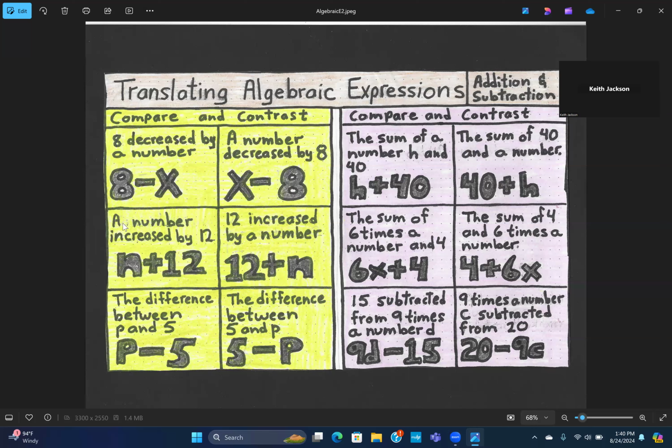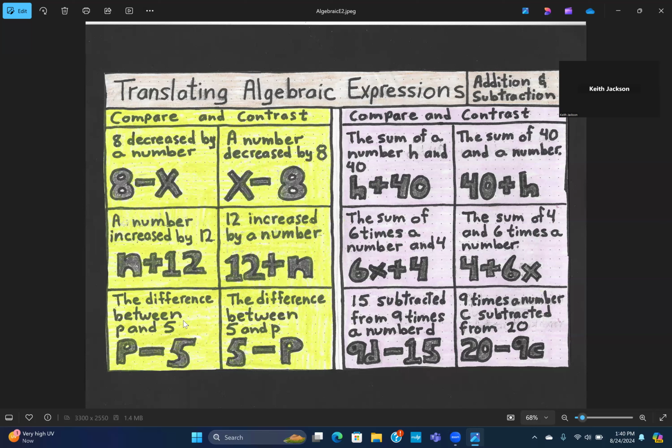Now let's take a look at the second row to compare and contrast, in which we have in our first example, a number increased by 12. That number we're going to represent as n plus 12, or n increased by 12. And so again, that's what you have right here: n increased by 12, or n plus 12. On the other hand, 12 increased by a number, we're just going to put that 12 out front, and then we're going to add n to it. So 12 plus n.